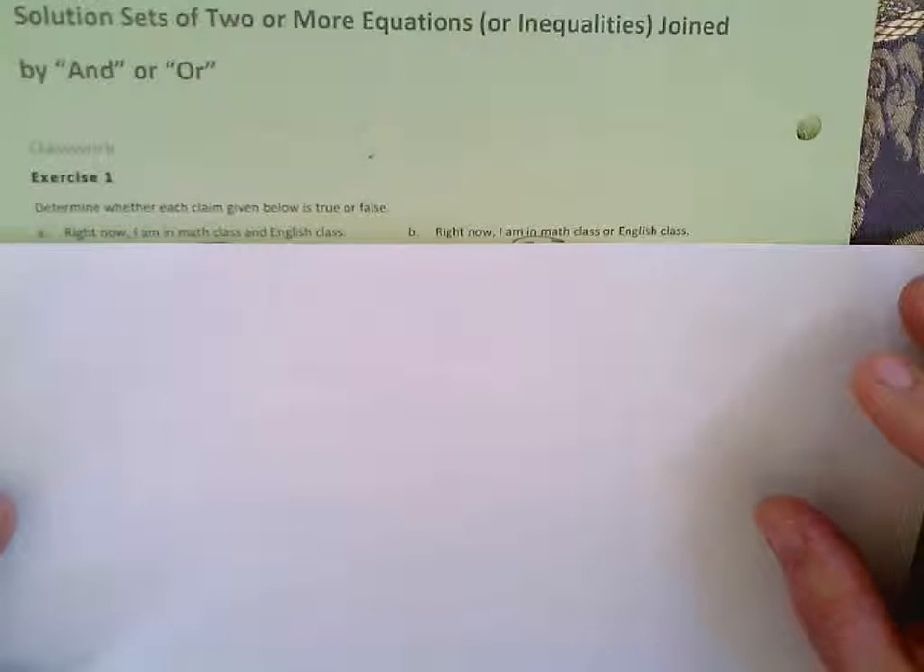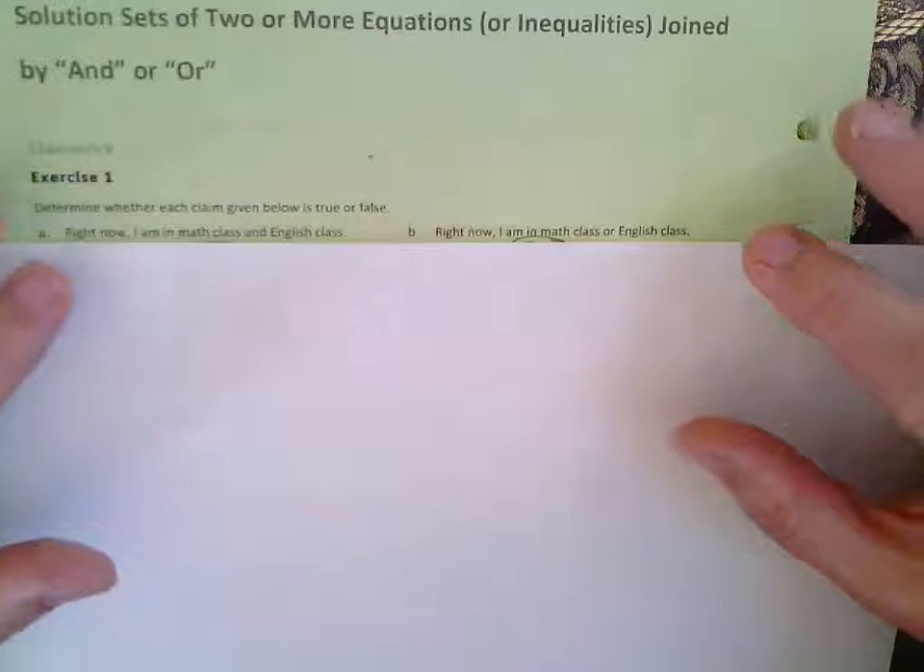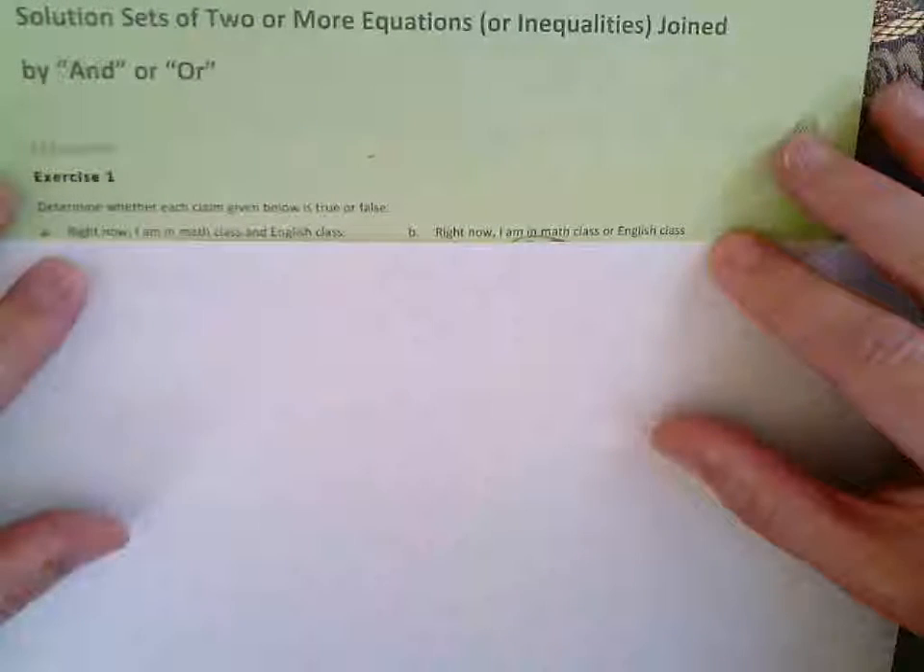All right, so make sure you are on page 23 of the packet. We are on the solution sets of two or more equations or inequalities joined by "and" or "or." We're going to specifically be talking about the difference between "and" and "or" today.